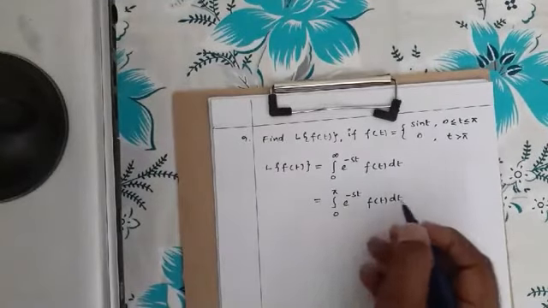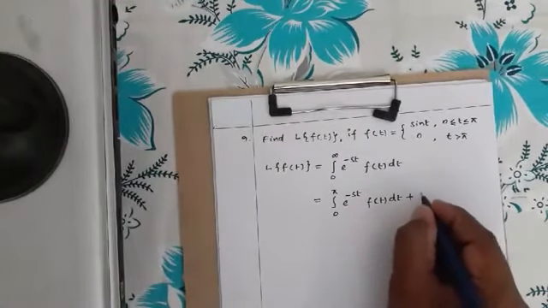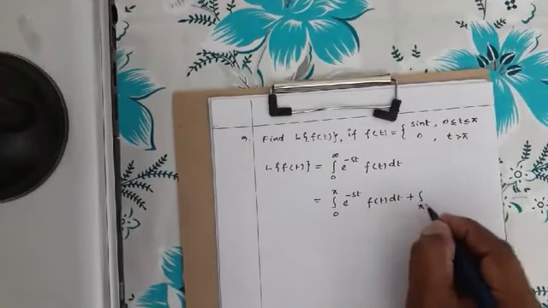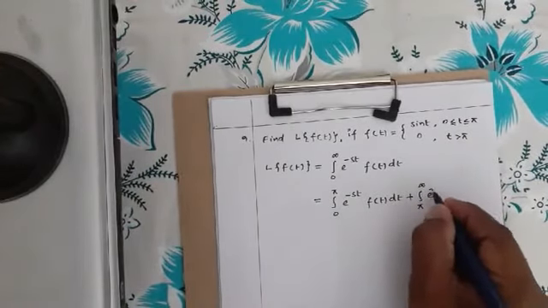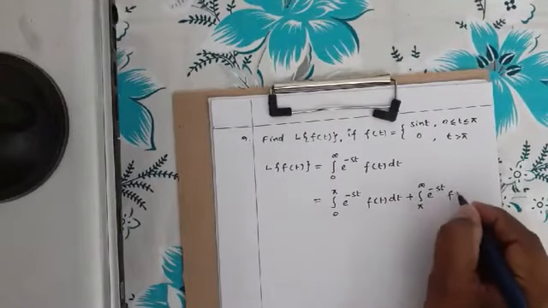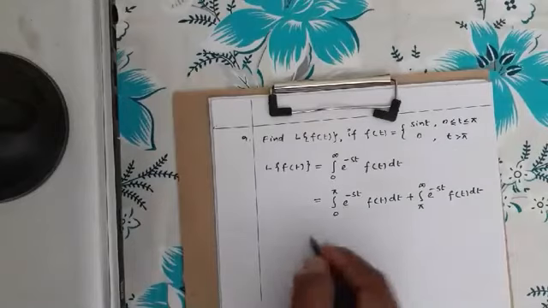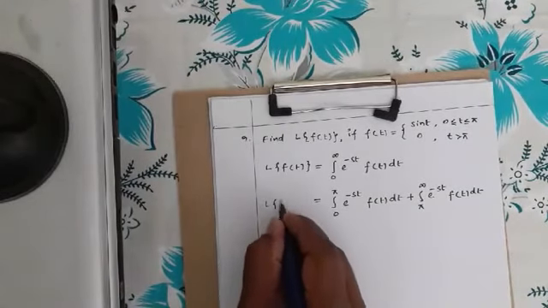Now you can see here t lies from 0 to pi, so I have written 0 to pi e power minus st f of t dt, plus integral for t greater than pi. So I have to take from pi to infinity e power minus st f of t dt. Now after this is L of f of t.